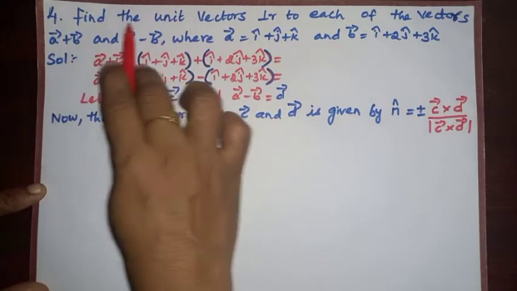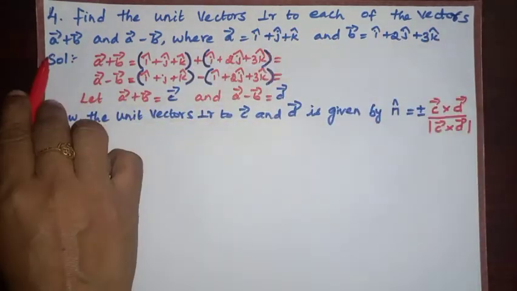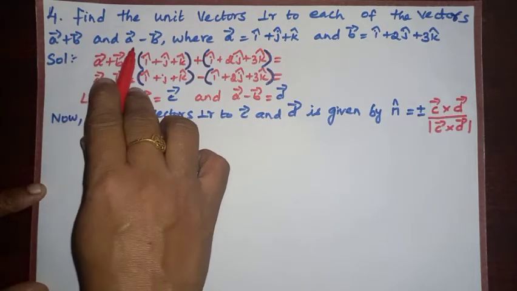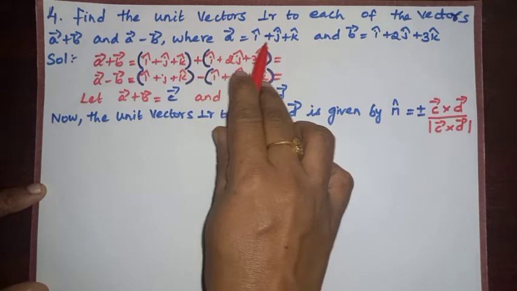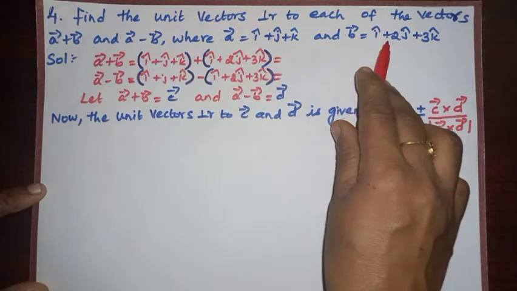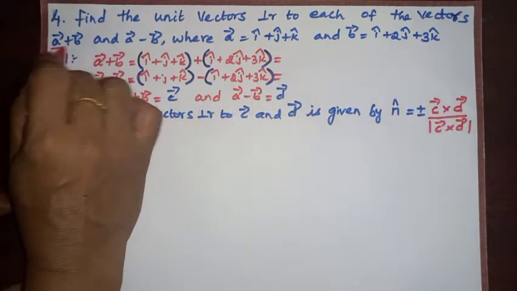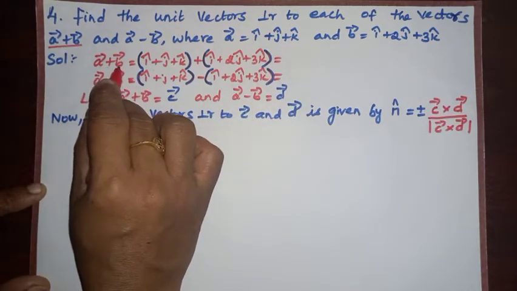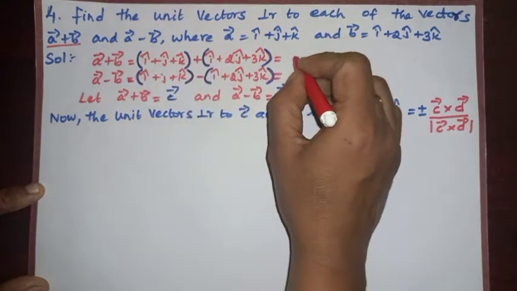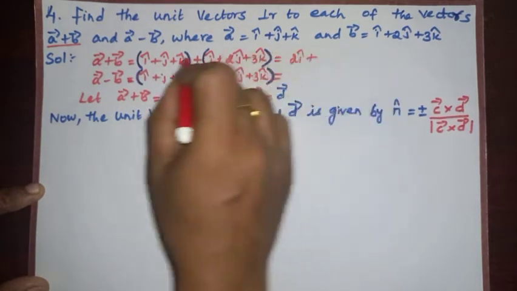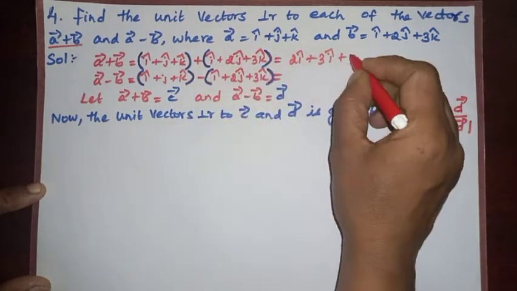Sum number 4. Find the unit vectors perpendicular to each of the vectors vector A plus vector B and vector A minus vector B, where vector A equals i plus j plus k and vector B equals i plus 2j plus 3k. So first we will find vector A plus vector B. So add vector A plus vector B. i plus i is 2i, j plus 2j is 3j, k plus 3k is 4k.